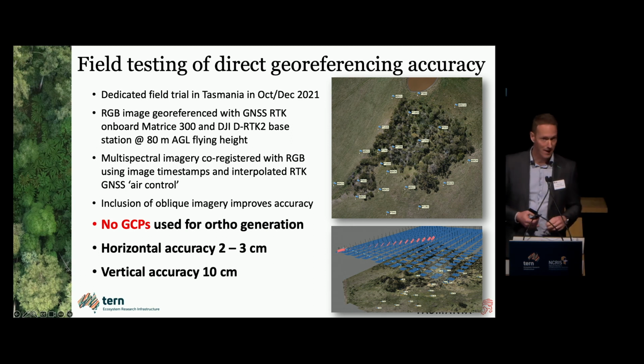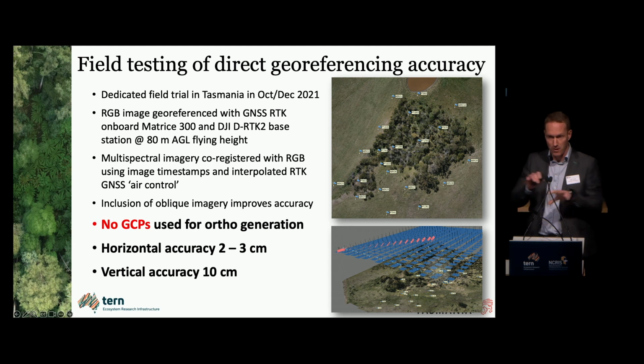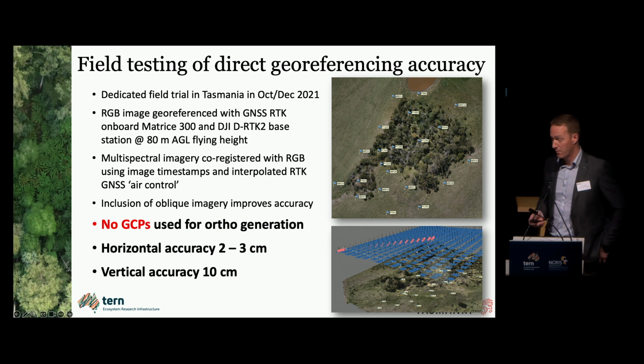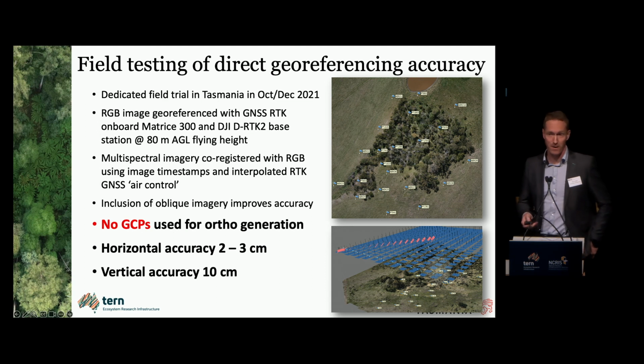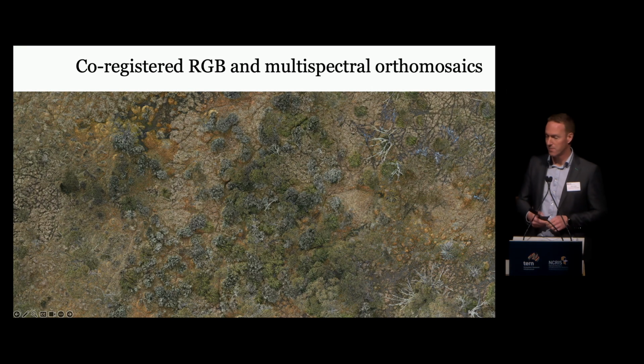So with this RTK GNSS system on the drone, we developed scripts to co-register the RGB and multispectral data. And just based on a local base station, we can achieve 2 to 3 centimeter horizontal accuracy at the operational flying heights, and about 10 centimeters vertical. I was quite amazed and surprised to see that after several tests. And for me, it gave me confidence in using the data for change detection.